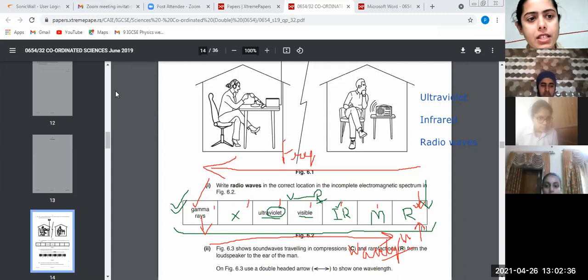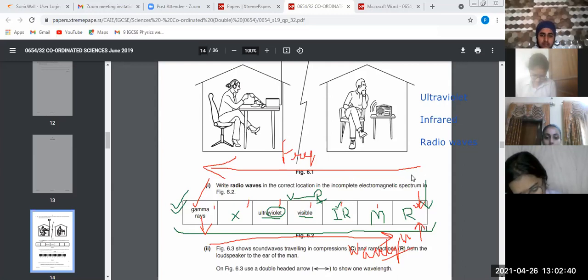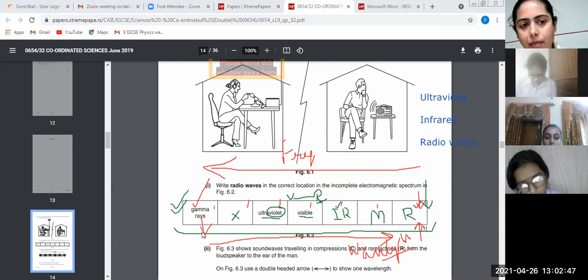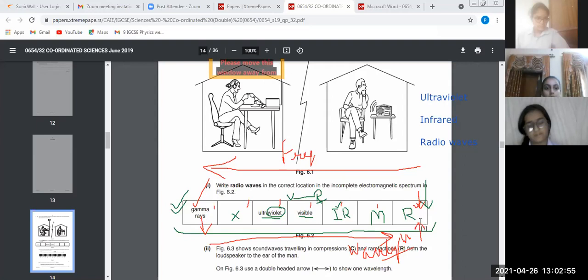Yes, tell me, which is the answer? You have to arrange it as increasing wavelength. Wavelength goes from gamma towards radio waves. So which comes first? Ultraviolet, after that infrared, after that radio waves. It comes like this.